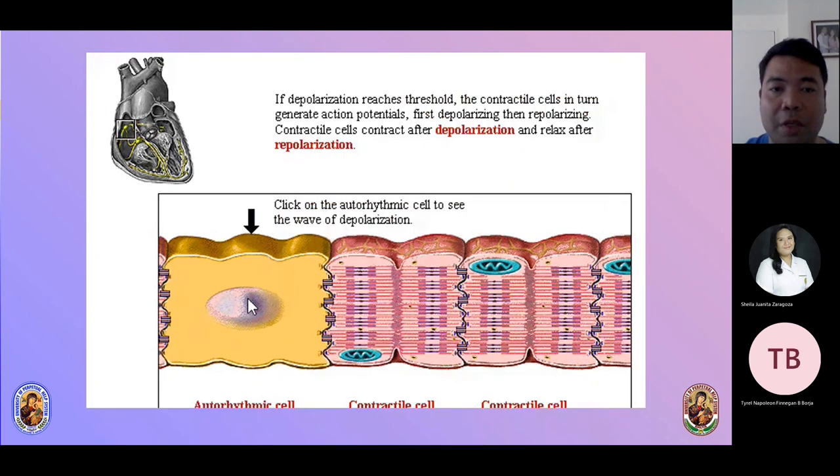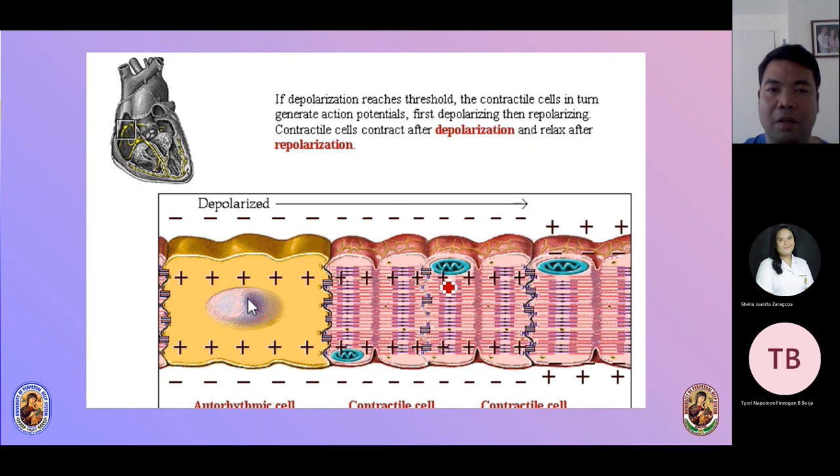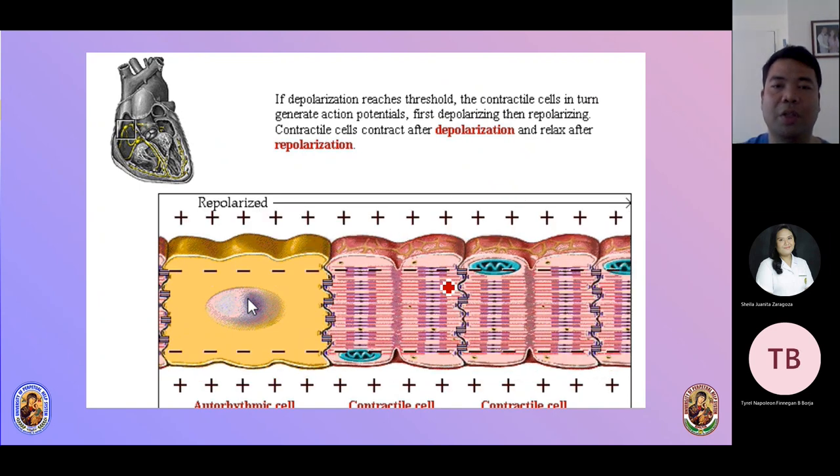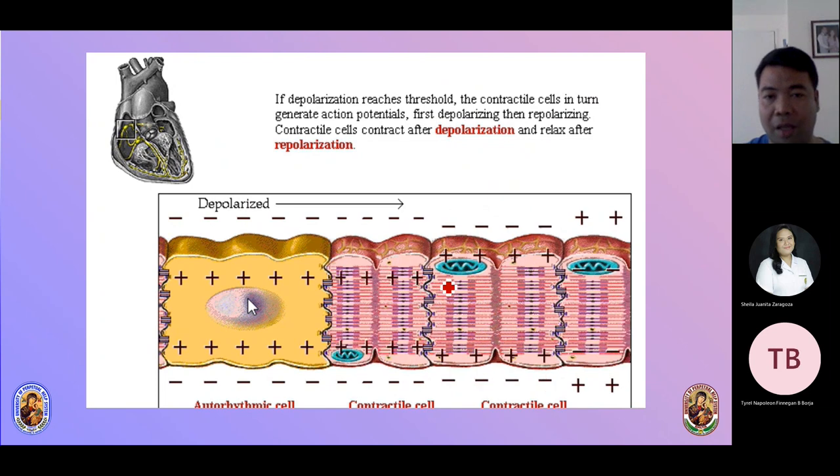When an action potential is generated by the autorhythmic cell, that action potential spreads through the adjacent contractile cells via the gap junctions in your intercalated discs. See what will happen in this animation. As you can see, the action potential spreads from the autorhythmic cell to the adjacent contractile cells.